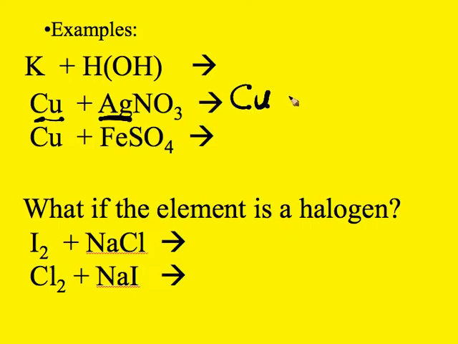So I have copper, which can be a +1 or a +2. I'm going to tell you to pick one of those and just stay consistent. So if I pick it to be +1 and the nitrate's a -1, we'll have CuNO3 as my one product. The other product is going to be now the silver by itself. It's going to be all alone.